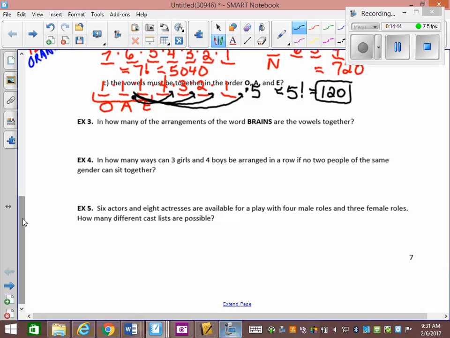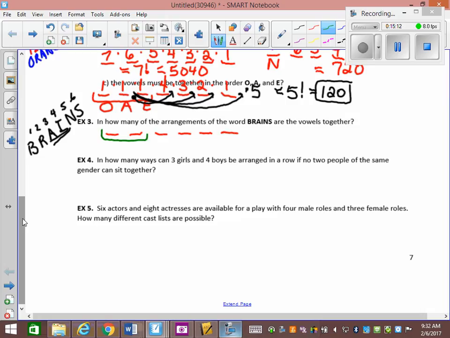So in how many ways of the arrangements of the word BRAINS are the vowels together? So we have B, R, A, I, N, S. 1, 2, 3, 4, 5, 6 letters. 2 vowels. So we do 6 blanks, 1, 2, 3, 4, 5, 6. We have to have 2 of them together.